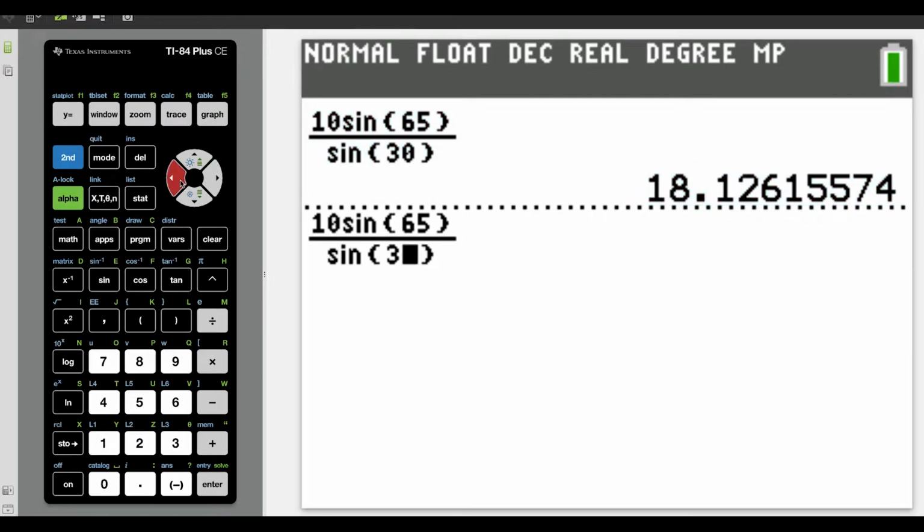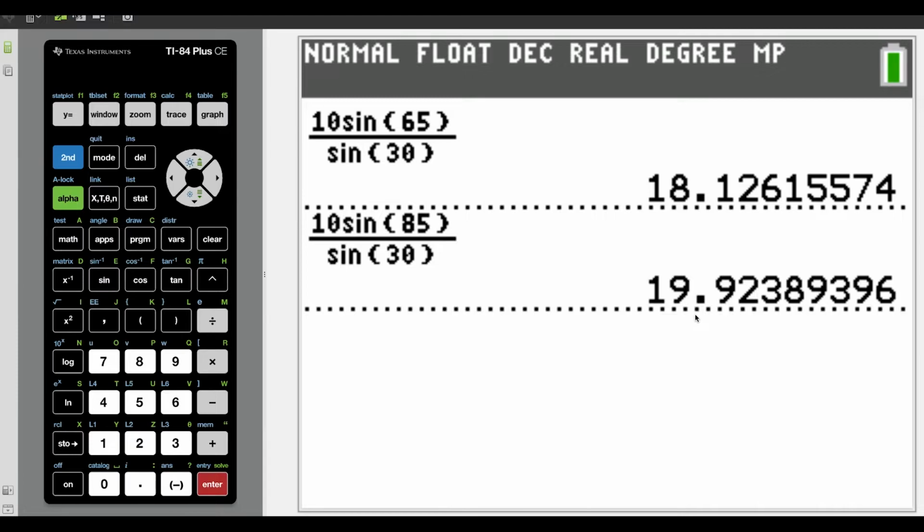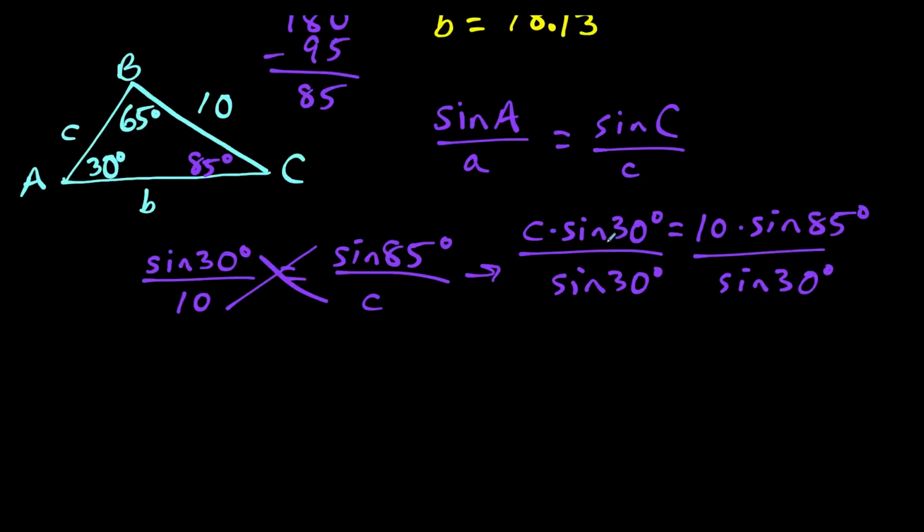And notice this time around, the only difference is that in the numerator, we're going to have 10 sine of 85. So I'm just going to swap out this 6 with an 8 and press enter here. And our missing side is going to be 19.92 units long. So we'll just show the algebra here, and we could say that C is equal to 19.92 units.